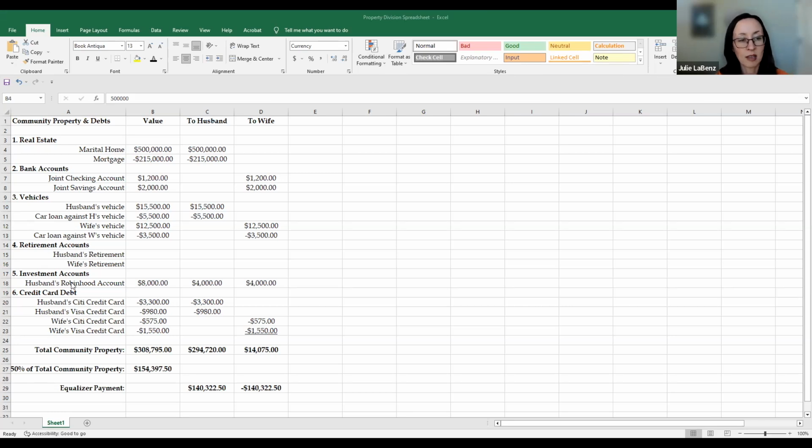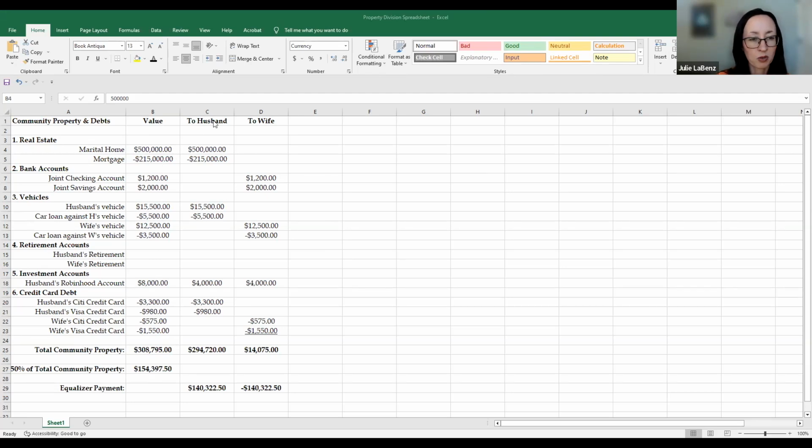So with this example that I'm using, once we listed our assets and debts and we have our proposed values, I then add up the value column. And the total value comes to this 308,000, almost 309. I divide that by 2, and each spouse should leave the marriage with roughly this 154,000 amount.